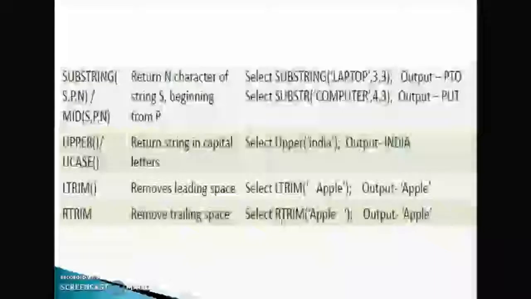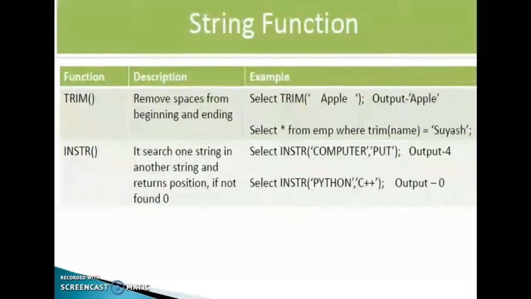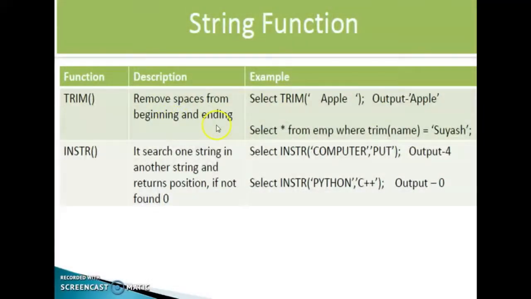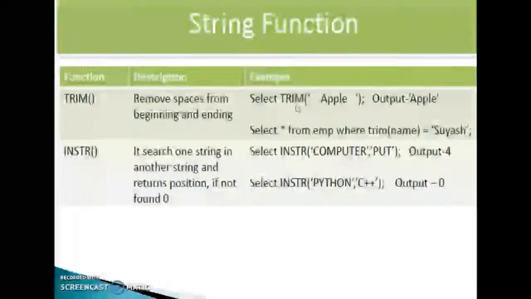Rtrim removes trailing space. Clear? Then trim. Ltrim, then Rtrim, if both spaces have to be removed, for that we can use this trim. It removes spaces from beginning and ending. Select trim, space, apple, space. We have to remove this beginning and ending spaces. For that we can use this trim function. Okay, clear?